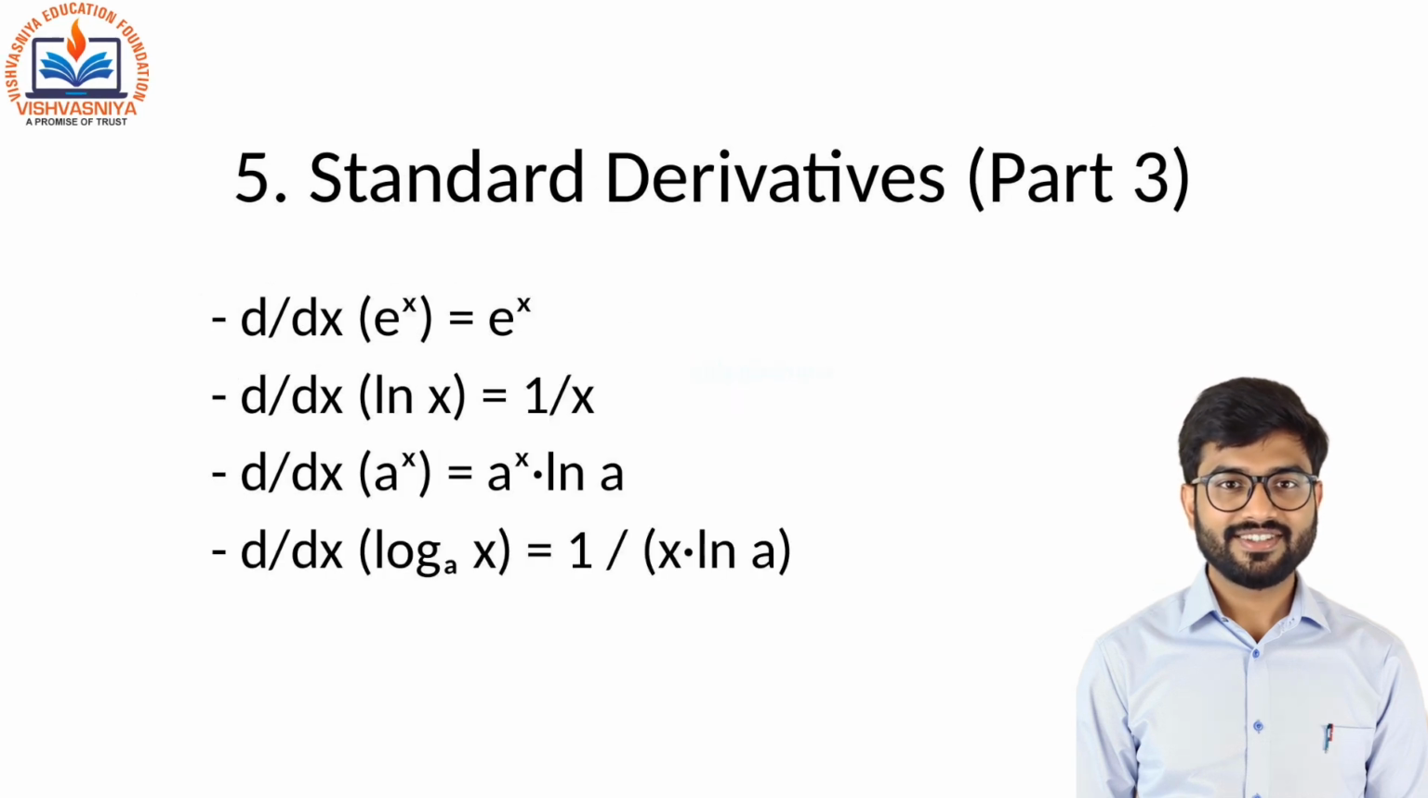d by dx of e to the x equals e to the x. d by dx of natural log x equals 1 by x. d by dx of a to the power x equals a to the power x times log a. d by dx of log base a of x equals 1 by x times log a.